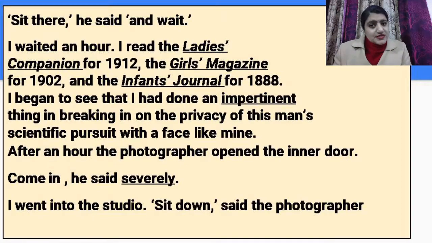"I began to see that I had done an impertinent thing in breaking in on the privacy of this man's scientific pursuit with a face like mine." Impertinent means rude, something ill mannered. So here the narrator makes this observation.